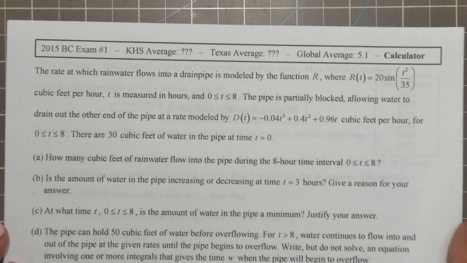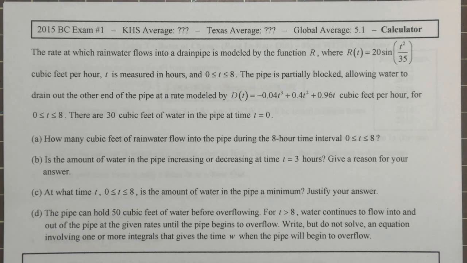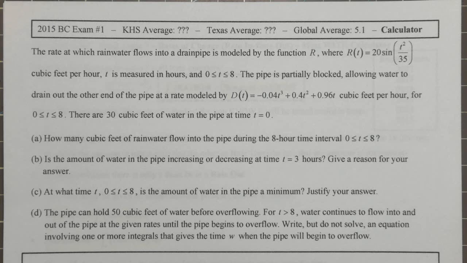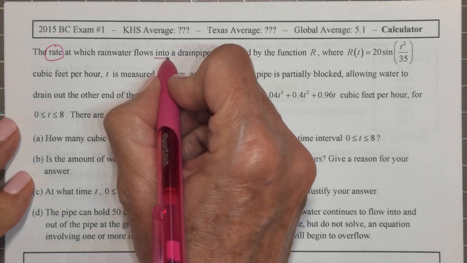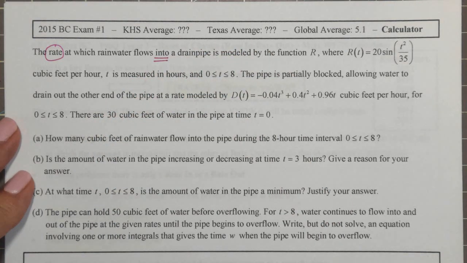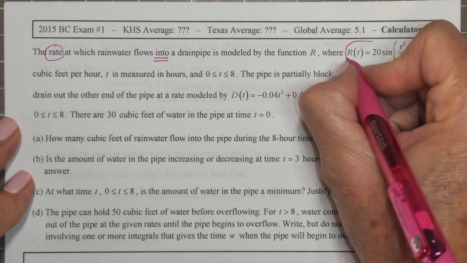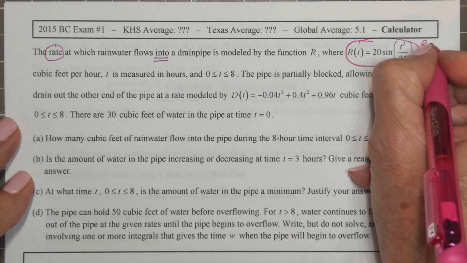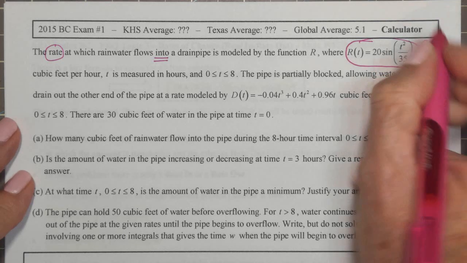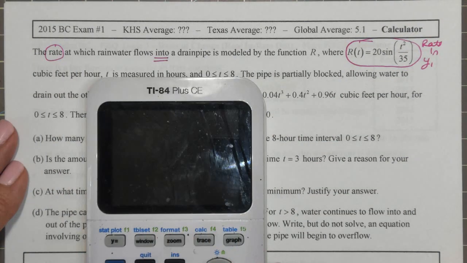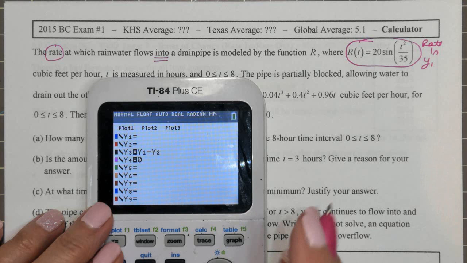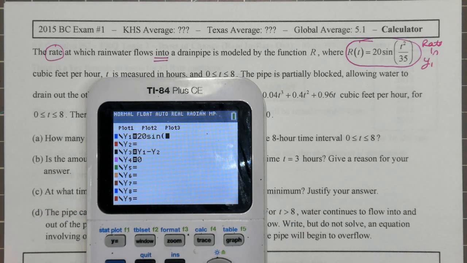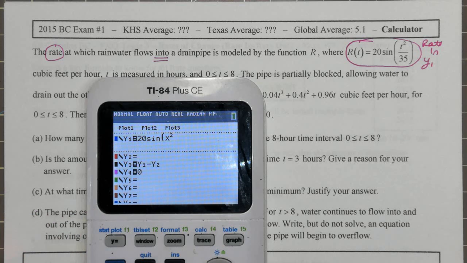Next up, I'm going to take a look at the problem from 2015. The rate at which rainwater flows into a drain pipe is modeled by R. So this is our rate in. That will be my Y1. So to my calculator I go. And I'm going to carefully put in my rate in. Check it to make sure.